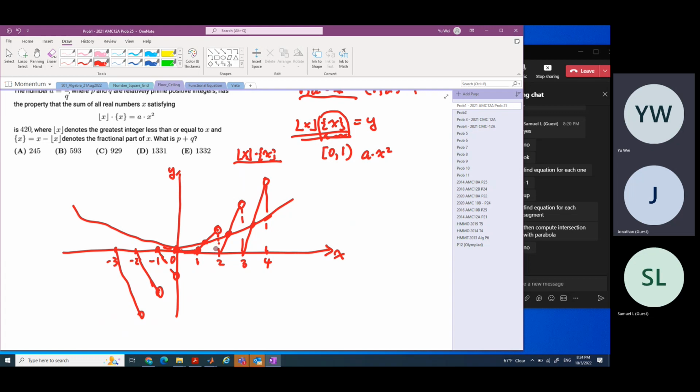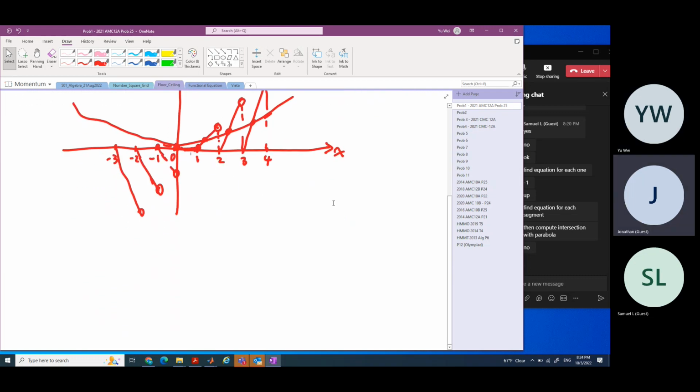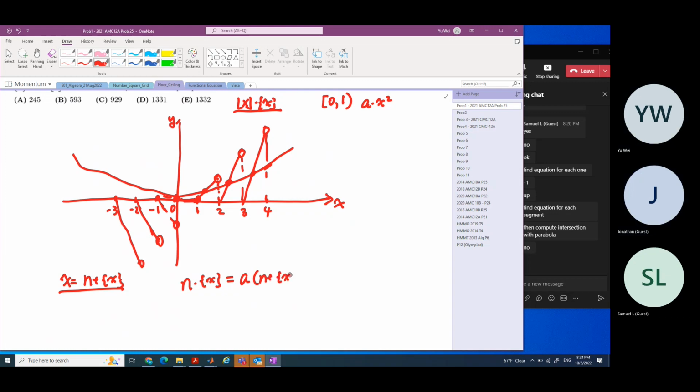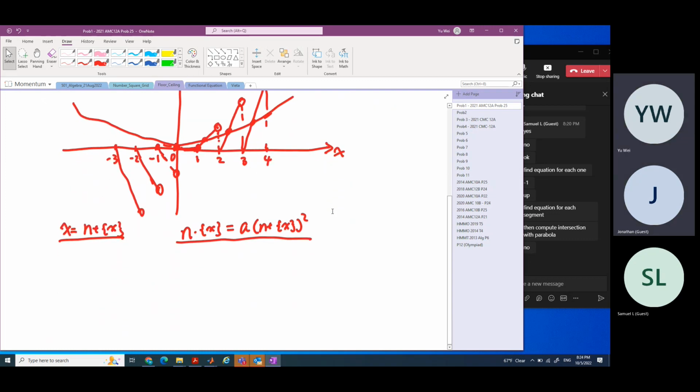Did you see there is an intersection in each segment? Where? Johnson, did you see it? Yeah. Okay, now let's see x equals n plus the fractional part x, right? So what we want to find is n times x equal a of the n plus x squared. Am I right, Johnson? Yeah. Okay, now what do we have? You want to solve all these connection points, right?